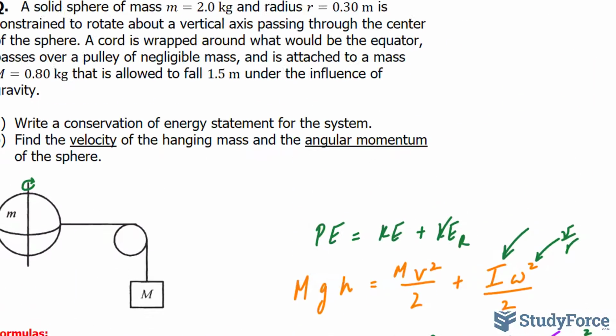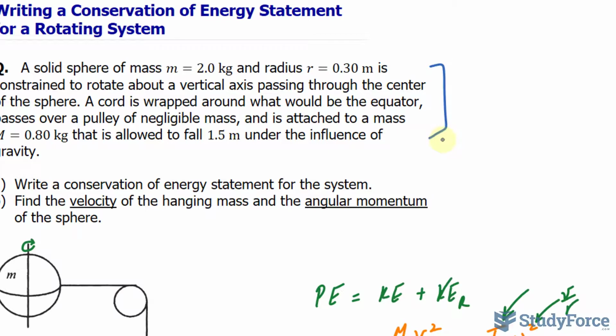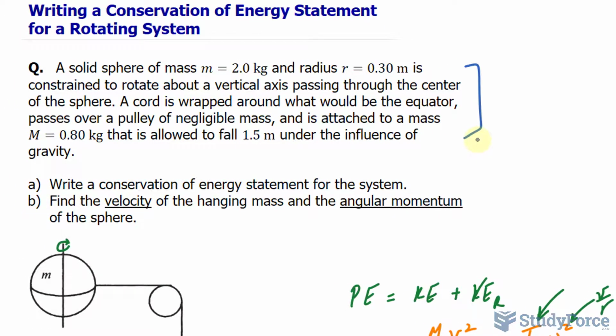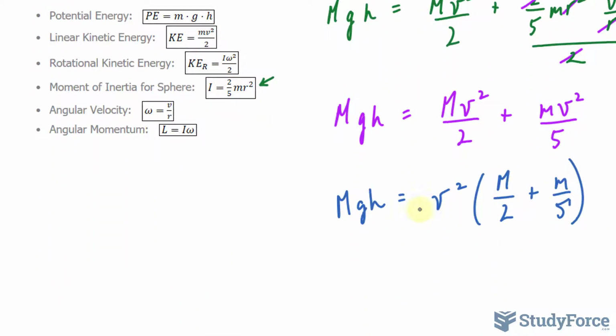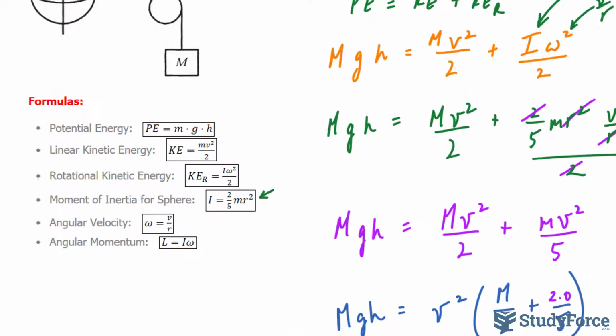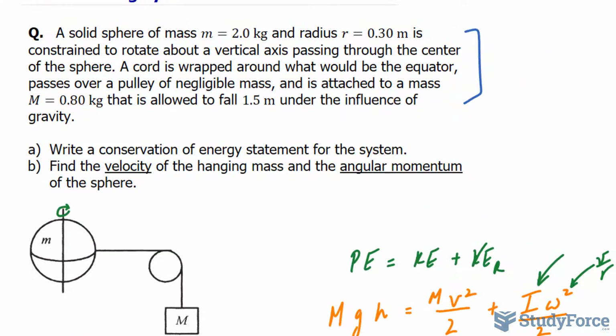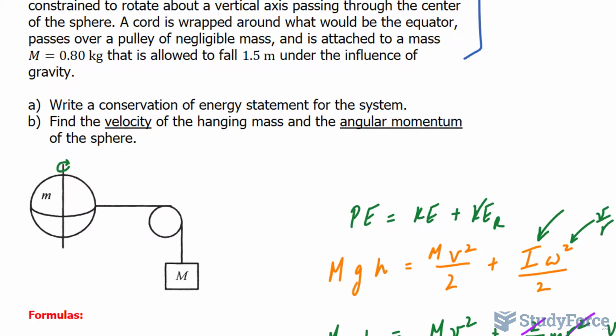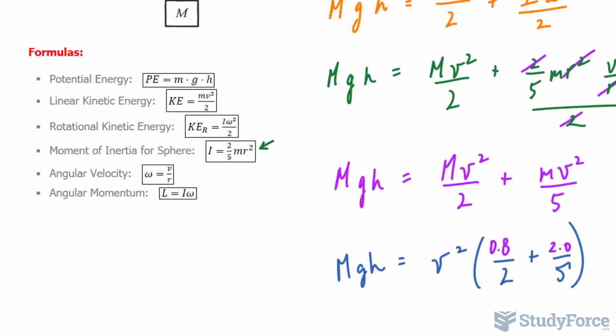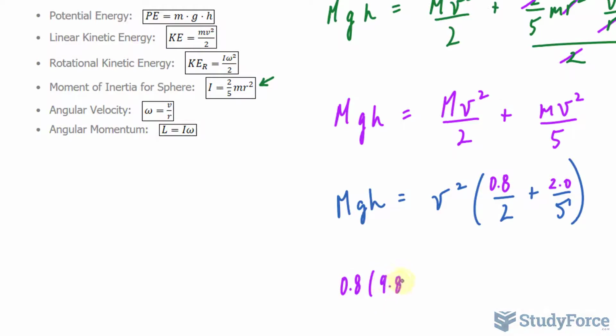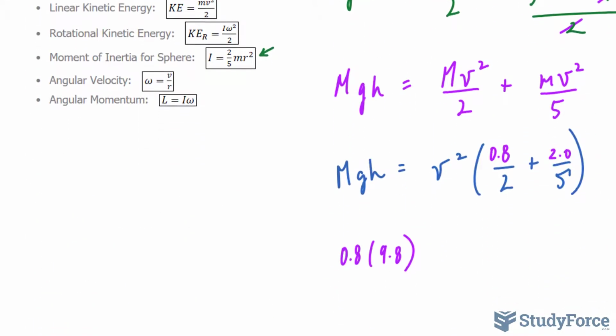At this point, we can actually substitute all of the values in for their respective letters, and I think that would be a good idea given that for b they want the actual velocity and the angular momentum. So let me substitute the solid sphere as 2 in for lowercase m. Of course you should be writing the units down, but for the sake of simplicity I will not. So 0.8 and 2.0, and the velocity, that's what we're looking for. And the mass of the object is 0.8. The gravity is 9.8. And the height at which it drops is 1.5.